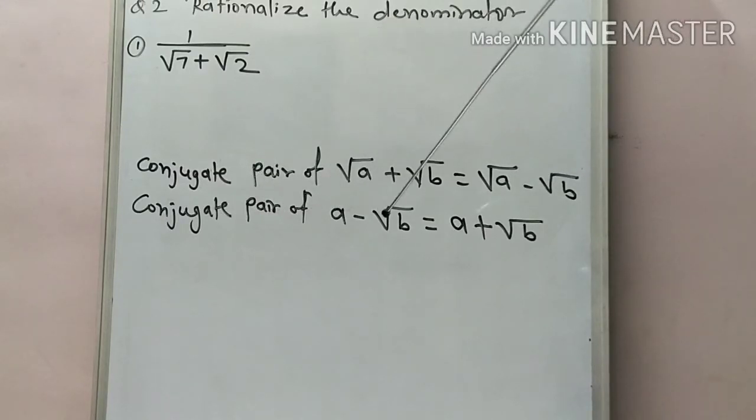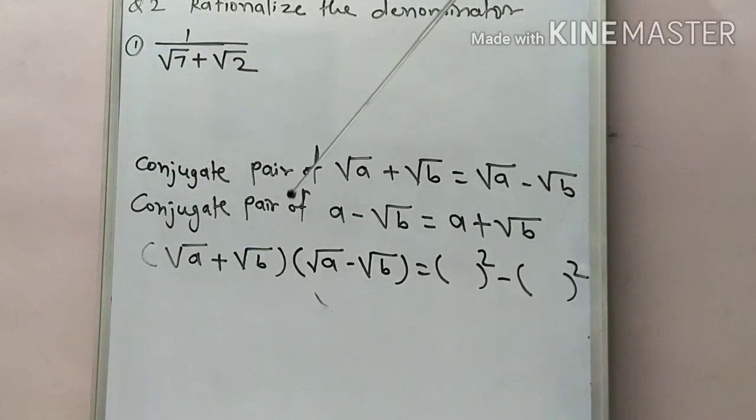Or suppose in the denominator we have a term where one part is rational and one is irrational, like a minus root b. Then what is the conjugate pair of this term? A plus root b. We do not change the values, we just change the middle sign. So what happens here, students? As we multiply the denominator and numerator by its conjugate pair, we get one identity: a plus b times a minus b equals what? A square minus b square.